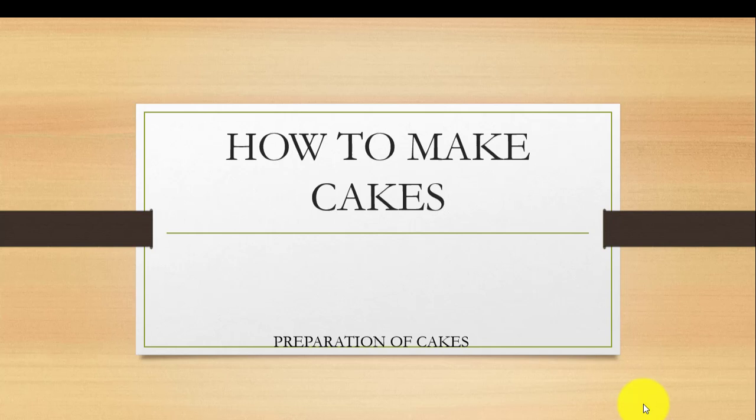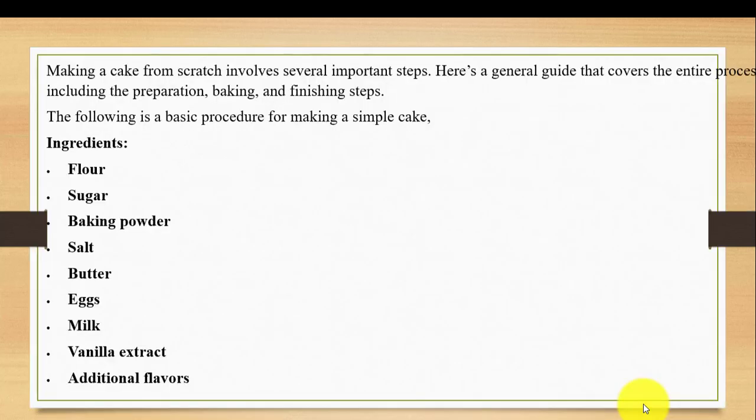Preparation of cakes. First, making a cake from scratch involves several important steps. Here is a general guide that covers the process, including the preparation. There are some ingredients required for making a cake: flour, sugar, baking powder, salt, butter, eggs, milk, vanilla, and an extra addition of flavor. These are very important in the preparation of a cake.